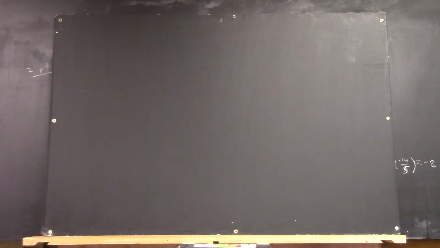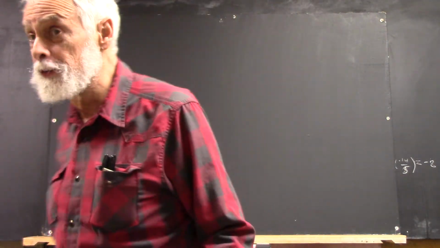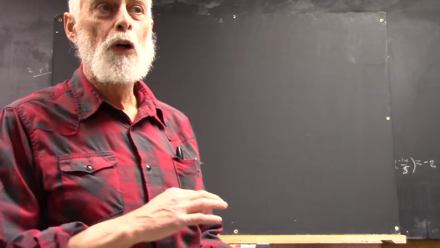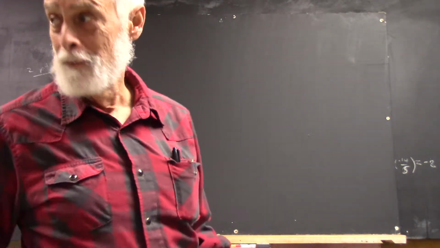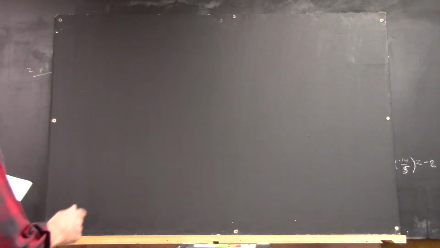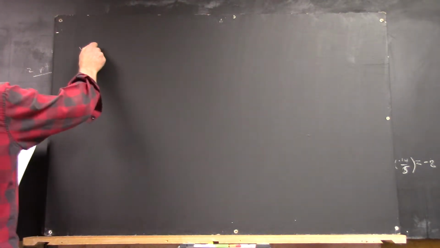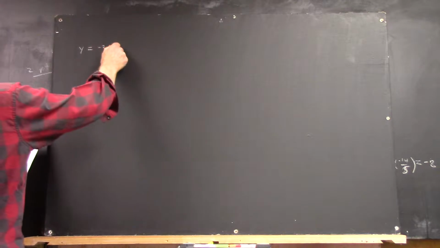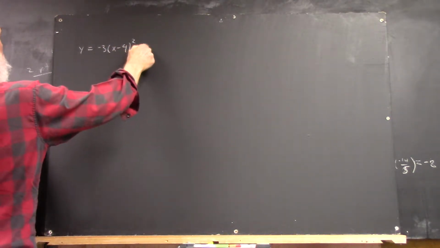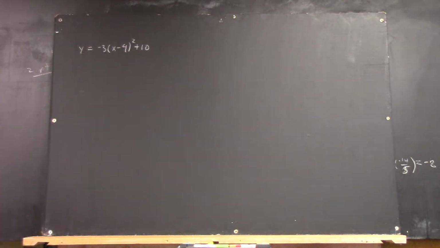Well, this question says, find the domain, range, axis of symmetry, and maximum or minimum value of something. You know what I would do? I would ignore all that and look at the something. And the something is the equation y equals -3 times (x minus 4) squared plus 10. What does the graph of that function look like?